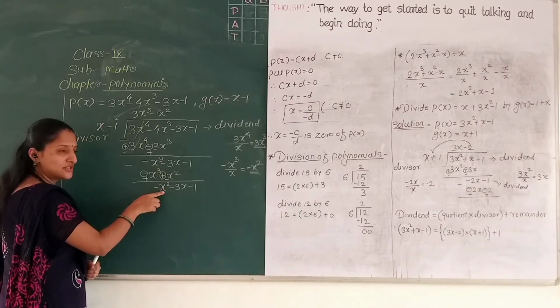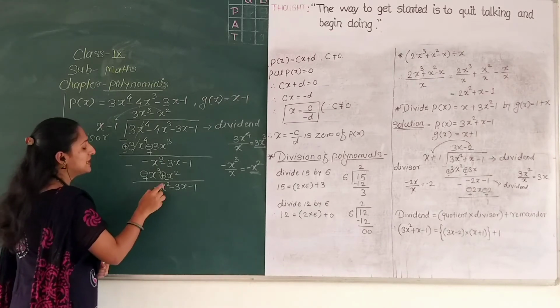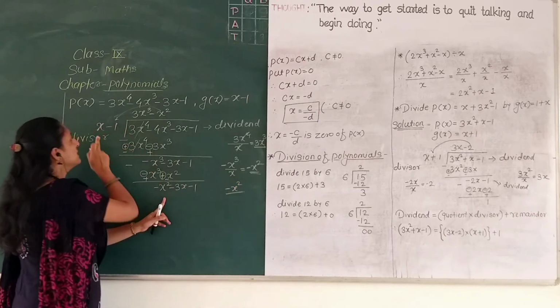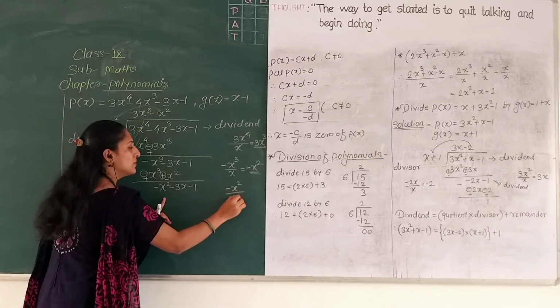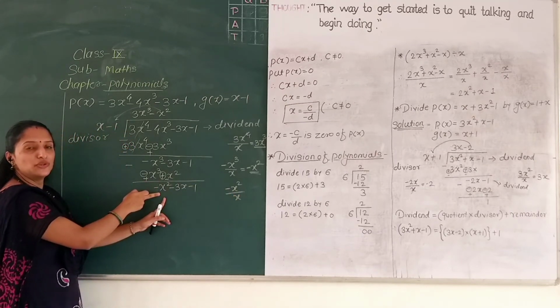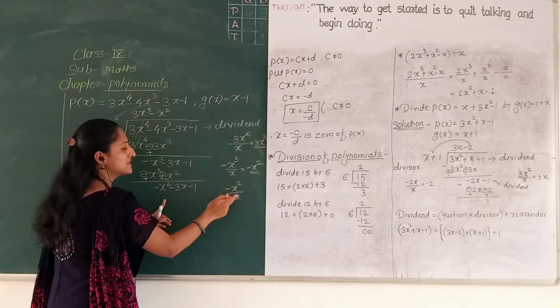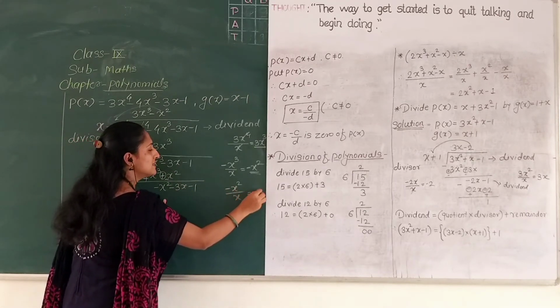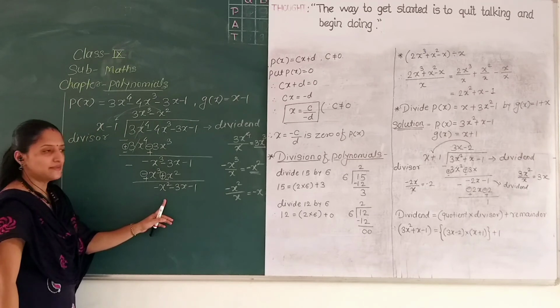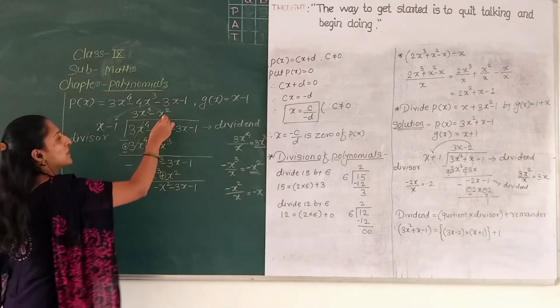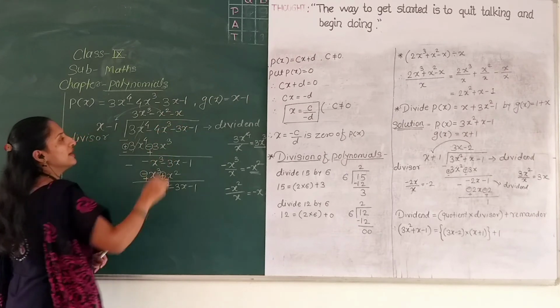So let us check negative x square. We divide the first term of the new dividend by the first term of the divisor. So negative x square upon x, the answer is negative x. That means our third quotient is negative x. So I write here negative x.